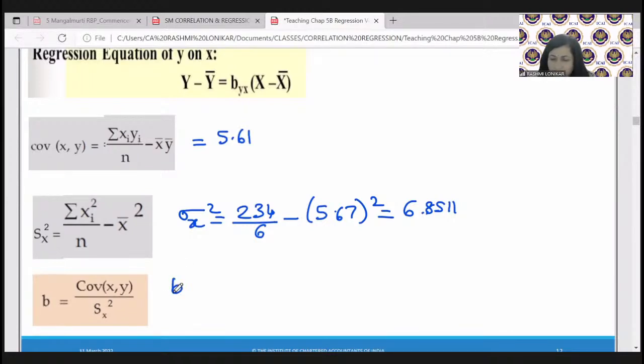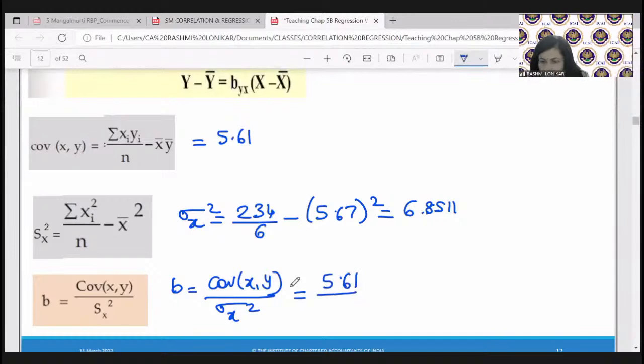Okay, now b will be equal to covariance of xy upon sigma x square. So covariance of xy is how much? 5.61. How much is variance of x? This is equal to 6.8511. How much have I got this as? Value 0.8188. Okay. So I have got this.